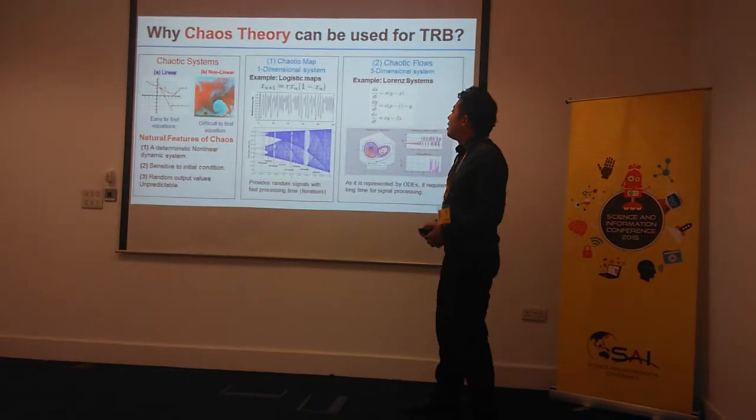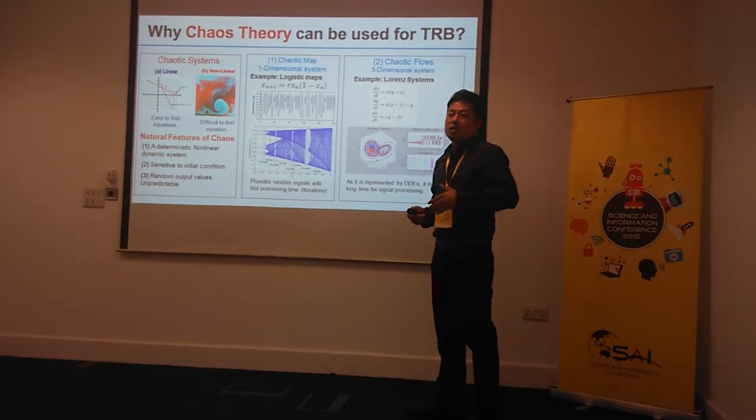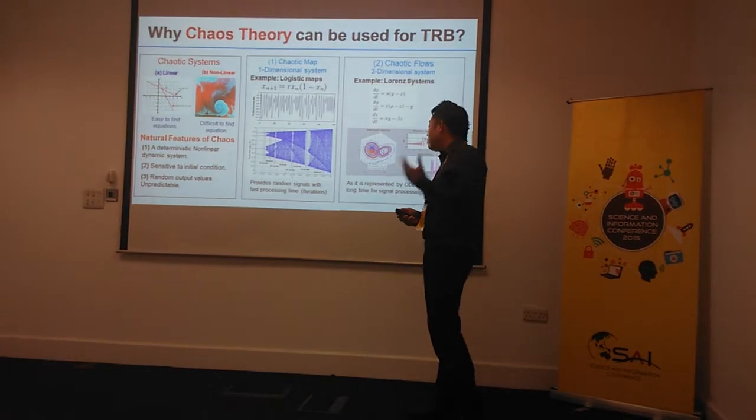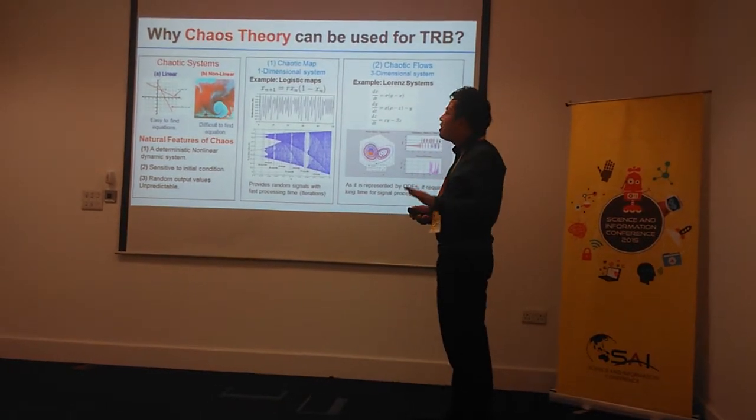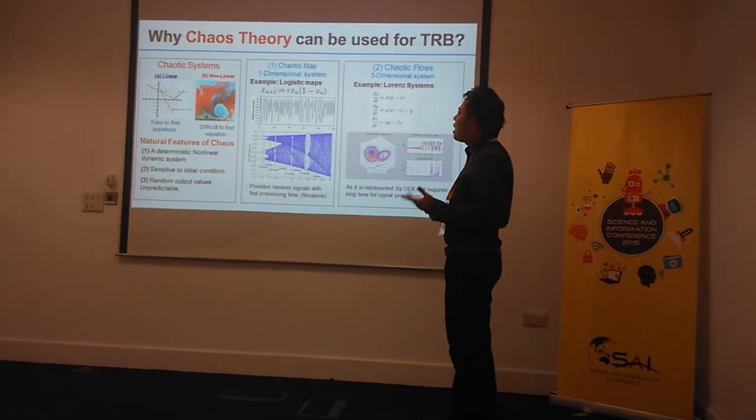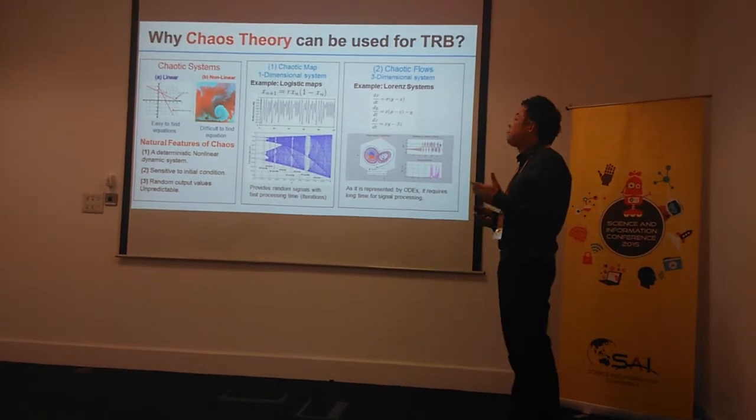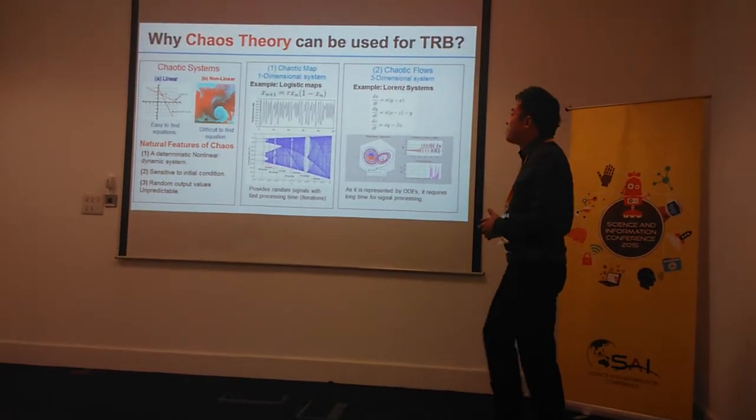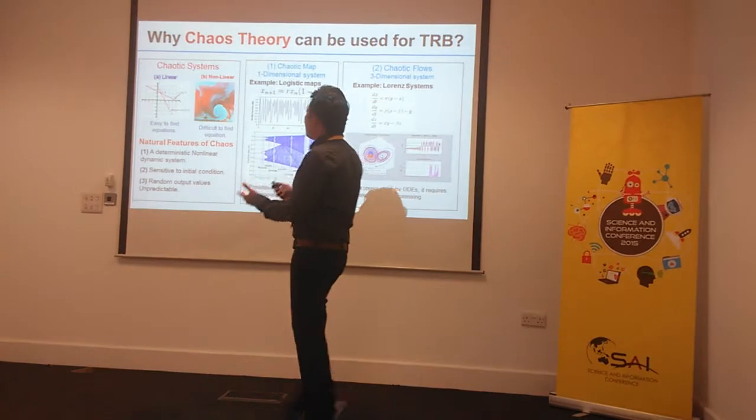That's why I propose the chaos-based true random bit generator. But before that, I would like to tell you why chaos theory can be used for the true random bit generator. Let me tell you about the chaotic system.